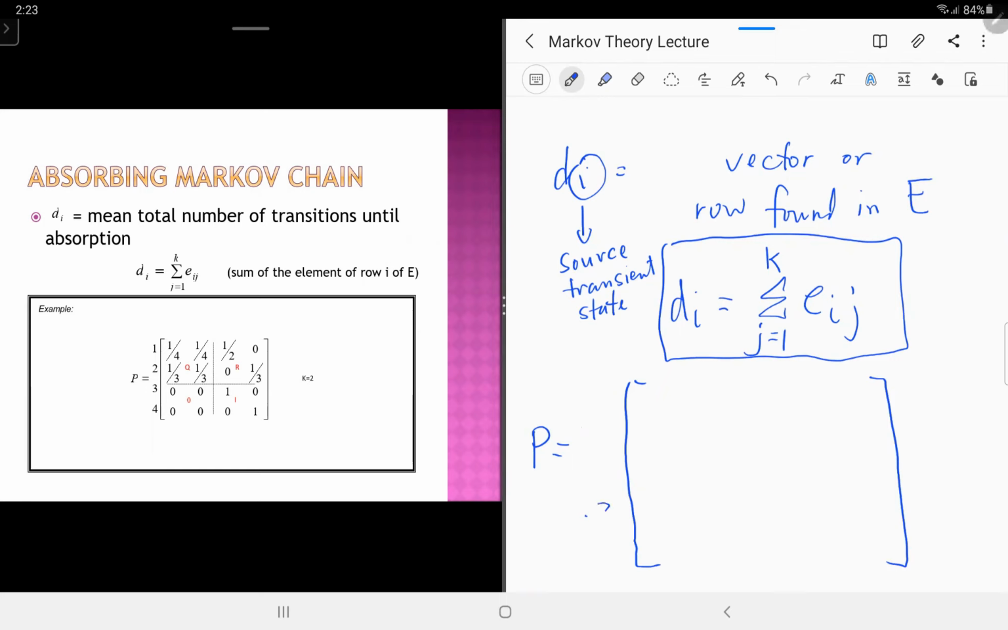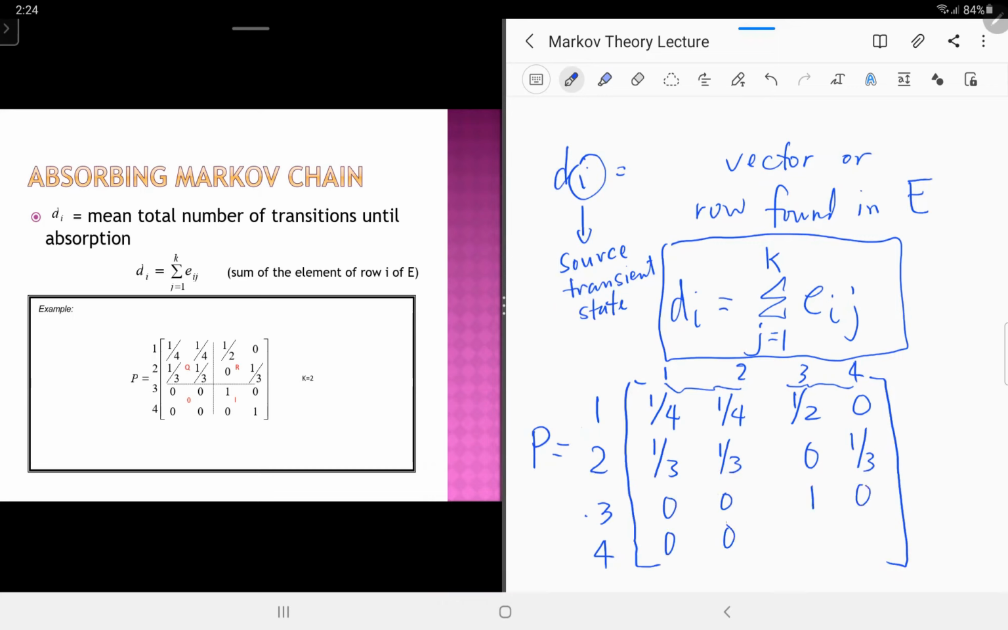So since we know that 3 and 4 are absorbing, we put them here, and we know that those that are not absorbing are transient states. So when you arrange, you'll have 1, 2, 3, 4. Again, these two are transient, these two are absorbing. So just copying the matrix on the left side of your screen, you have 1/4, 1/4, 1/2, 0, then 1/3, 1/3, 0, 1/3, and then 0, 0, 1, 0, and 0, 0, 0, 1.